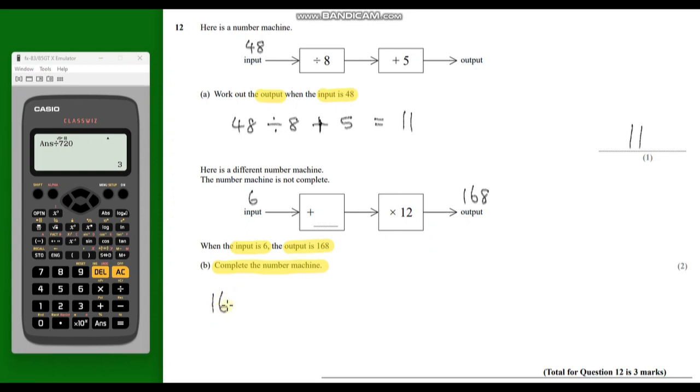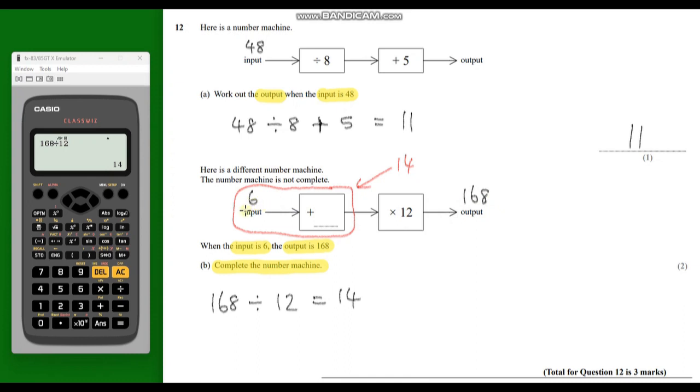So I'm going to do 168 divided by 12, and that gives me 14. Okay, so that gives me 14. So whatever we've got before here, so let me just box this. So all of this must equal 14, because we know that 14 times 12 is 168.